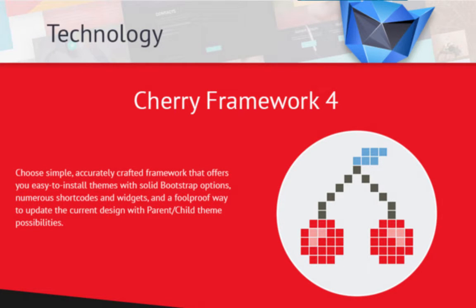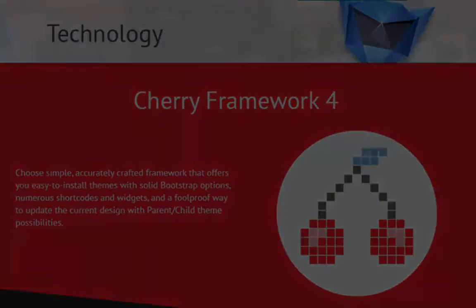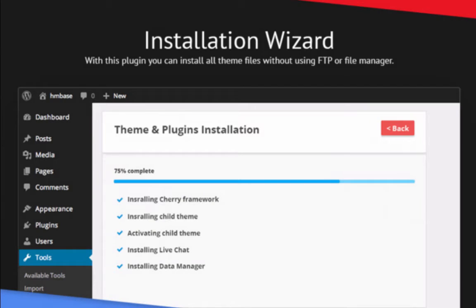Now tech-wise, there's quite a lot on offer from Monstroid. Primarily it makes use of the Cherry Framework 4, offering you easy to install themes with solid bootstrap options, a number of shortcodes and widgets, as well as a parent and child theme setup that aids a lot in the updating of your designs. It provides an installation wizard that takes away the need for FTP or a file manager when installing a theme. It offers a theme settings backup in case you lose anything. It includes a Google Map API, has full social integration, is SEO, mobile and Google friendly, is WPML compatible, and most importantly, it includes a number of pre-packaged WordPress plugins.